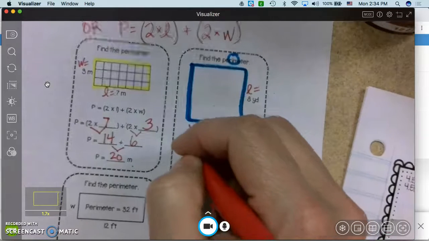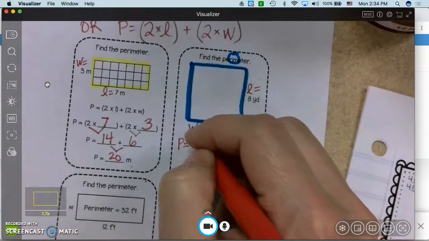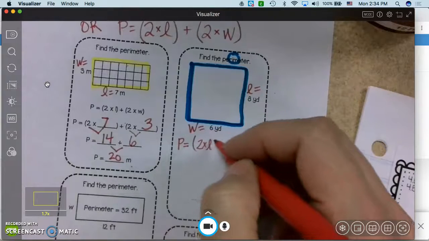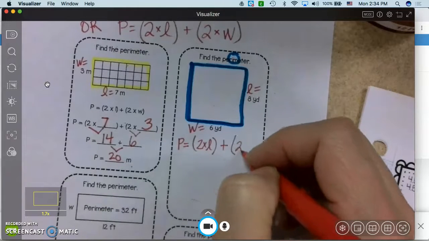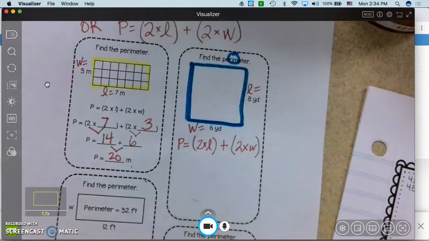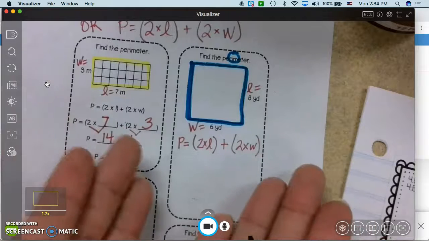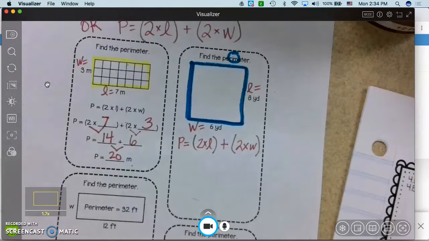Okay, so I'm going to write down my formula. You're going to write your formula every time. P for perimeter equals 2 times length in parentheses plus 2 times width in parentheses. If you'll get in the habit of doing this, it will help you tremendously, because eventually you're going to be finding the perimeter of other shapes, area, surface area, volume, and all of those types of things use formulas. So if you will get in the habit of writing down your formula, it'll make your math life a lot easier.